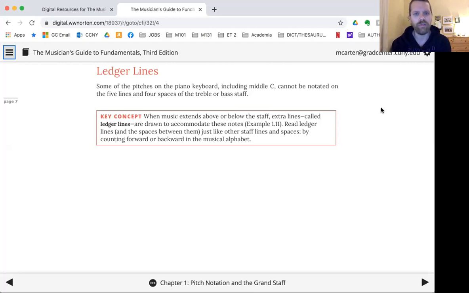So ledger lines are, as you see here, pretty easily defined, but can be confusing for some students. When music extends above or below the staff, it needs extra lines, because if you were to just put note heads above or below a staff, how would we know which pitch it's supposed to be, right? So you don't just put note heads in space and approximate the pitch, although that was something people would do long ago, before ledger lines existed. That's why they came up with ledger lines, to be more precise about the pitches.